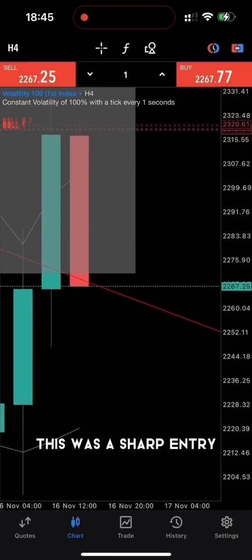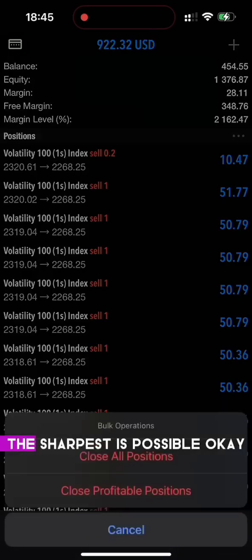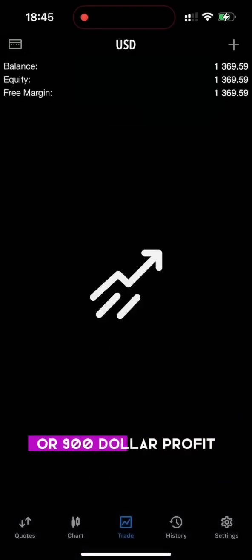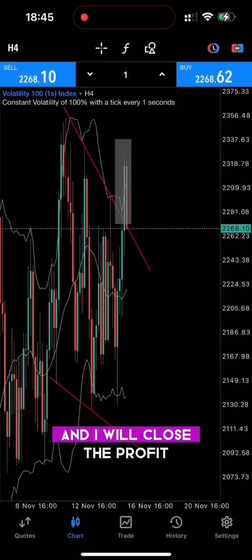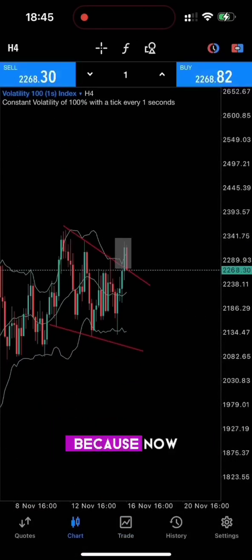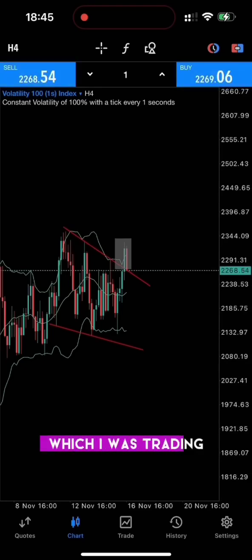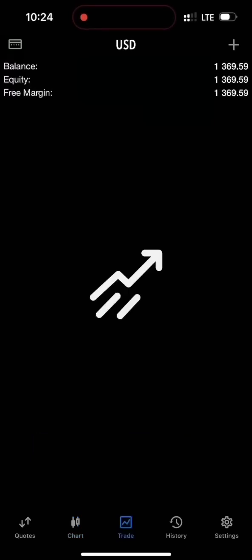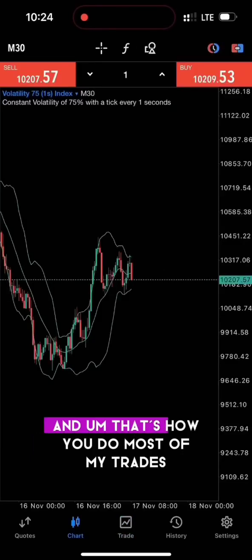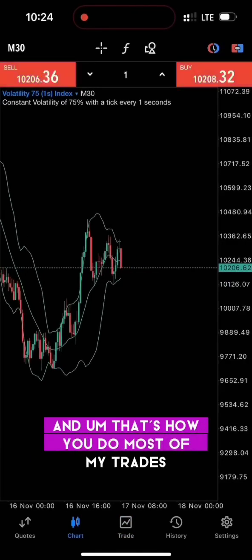So as you can see, this was a sharp entry, the sharpest possible, okay, on $900 profit, and I will close the profit because now I have finished the retest which I was trading. And that's how you do most of my trades.